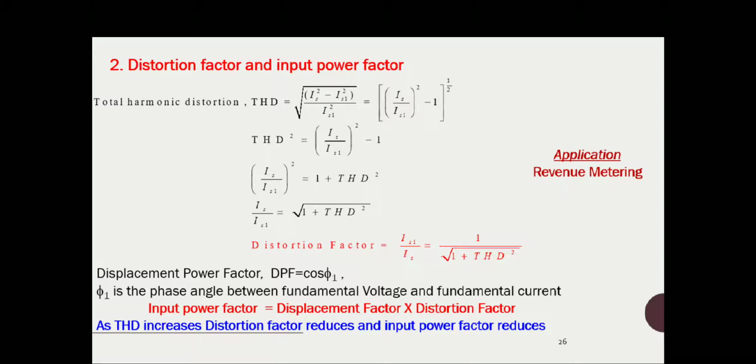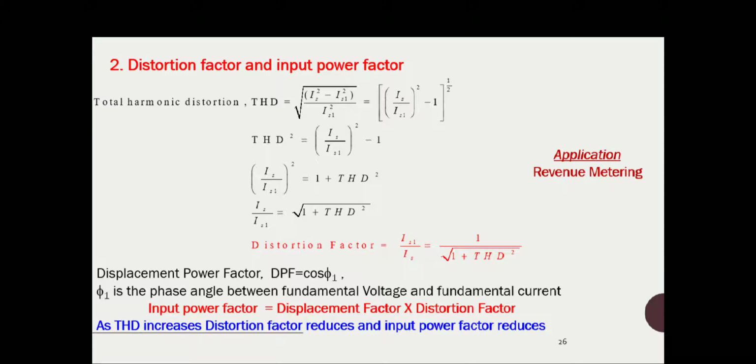How is the distortion factor reduced? It is because of the increase in the THD. If your total harmonic distortion is increased, from the equation itself you can see that the distortion factor will be reduced. If the distortion factor is reduced, your input power factor also will be reduced. So this is an important component, and its major application is in revenue metering.